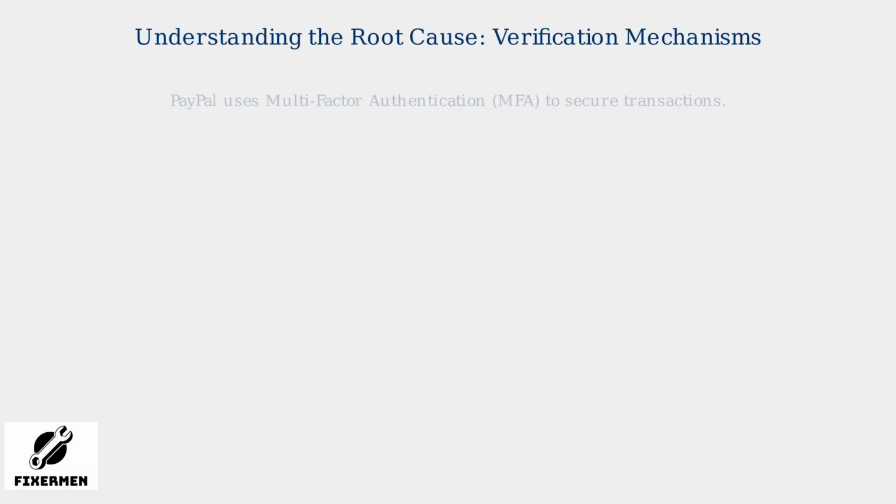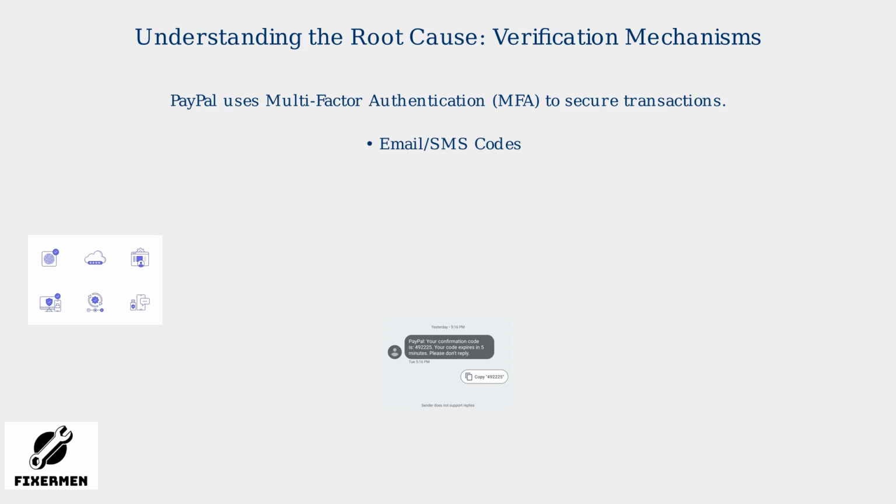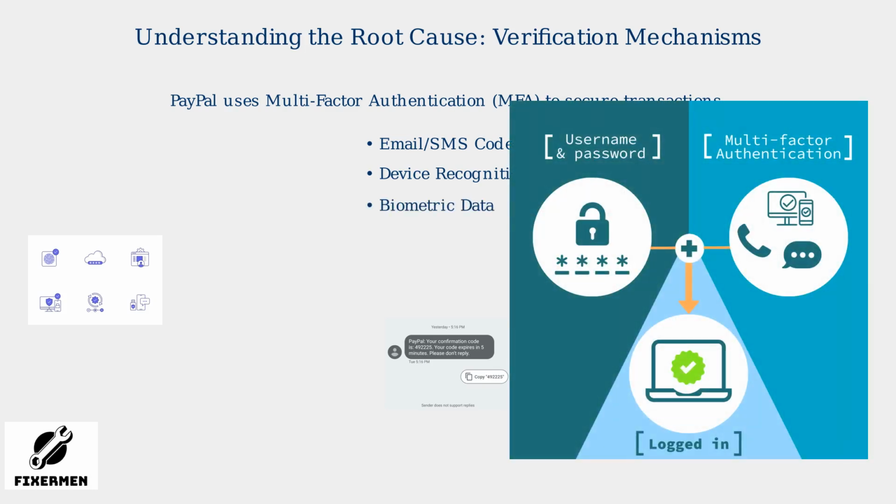PayPal employs multi-factor authentication to protect user accounts and transactions. This security system requires multiple forms of verification to ensure only authorized access. The three main components of MFA include email or SMS codes sent to your registered contact information. Device recognition verifies familiar devices you've used before with PayPal. Biometric data uses fingerprints or facial recognition for secure verification.